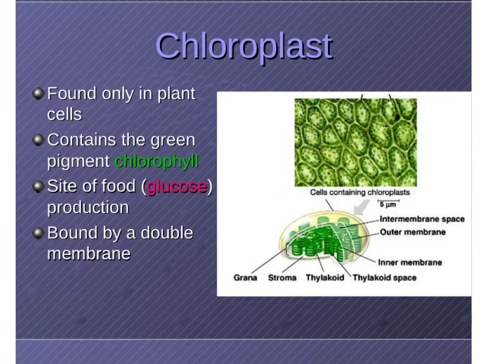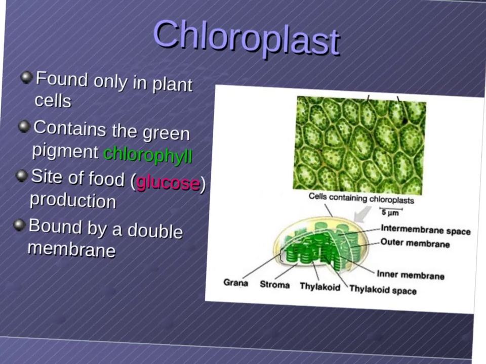Next we have our chloroplasts. Chloroplasts are only in plant cells, okay? Some algae as well, not animal cells. They contain the green pigment chlorophyll. That's the chemical where photosynthesis occurs, and this is where food production, or glucose, is made.